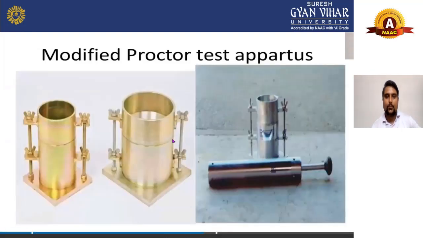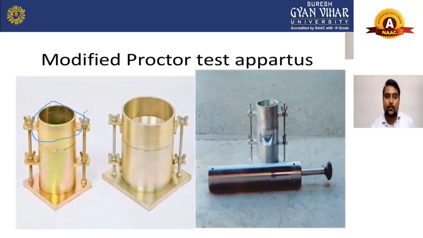Now this is your equipment for the modified Proctor test. As you can see, this is your collar here. We have to remove it before filling the mold, and this is your hammer. We have to fill this mold in layers: first layer, second layer, and third layer. And then we have to put the collar on it.